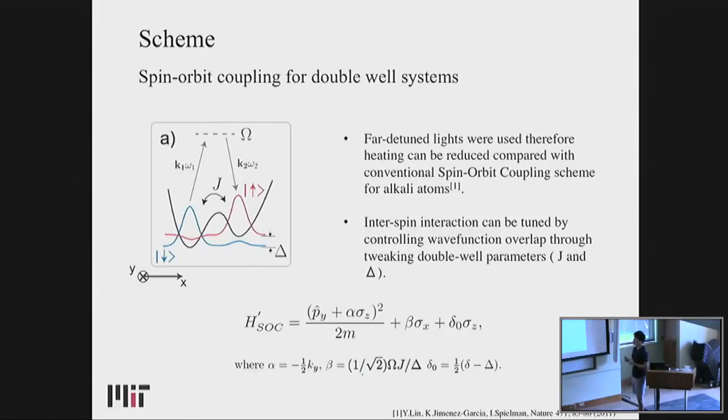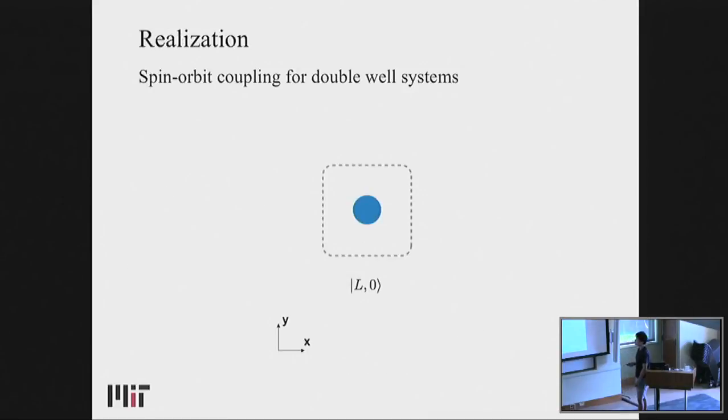This will give us control on the lifetime of our scheme, first of all, because our lifetime is majorly limited by the inter-atomic collisions. The other part is that this tunability gives us control on the many-body phase diagram of the many-body spin-orbit coupling Hamiltonian, which I will go into in detail later.